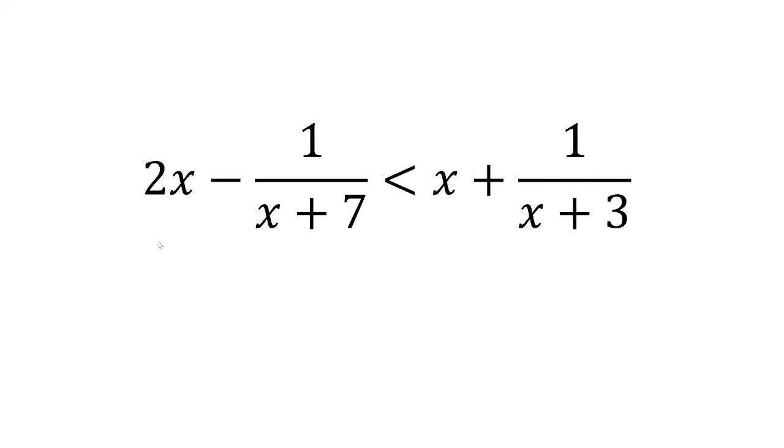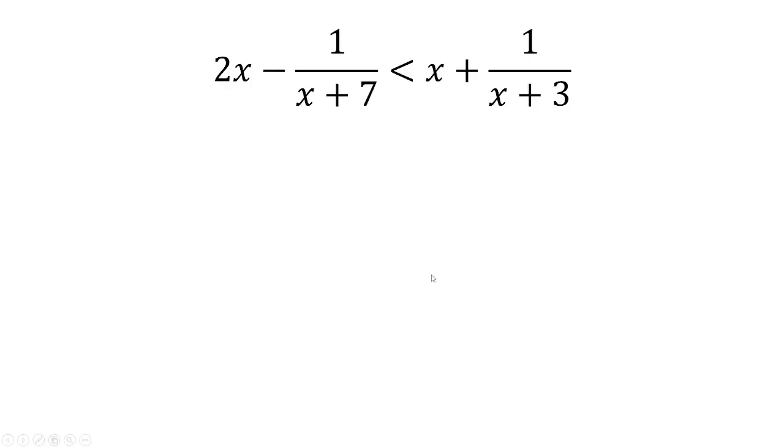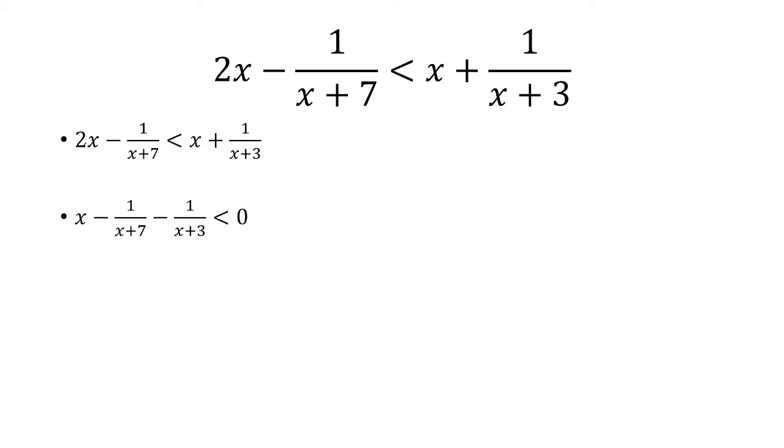In this video, we want to see when is (2x − 1)/(x + 7) less than (x + 1)/(x + 3). So the first thing we're going to do is move everything to the left side. Subtract by x, subtract by 1/(x + 3). 2x minus x becomes x.